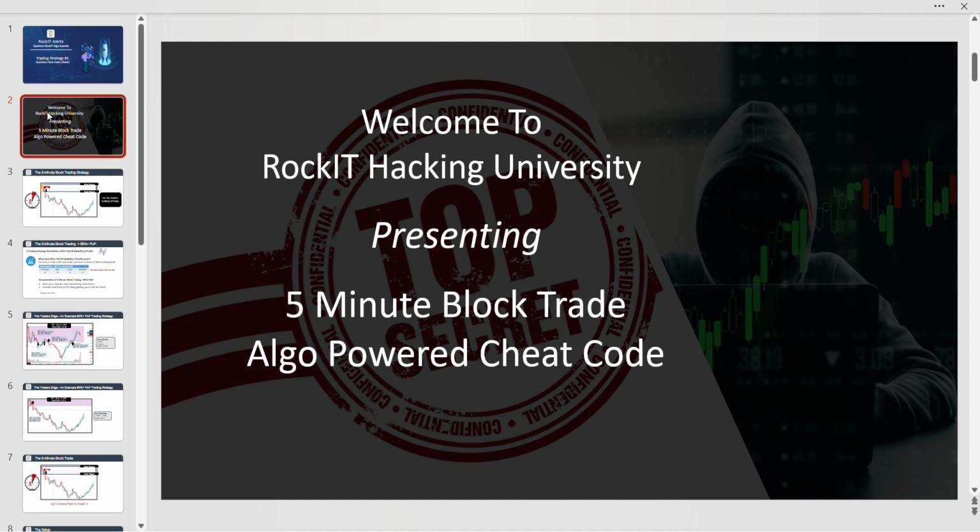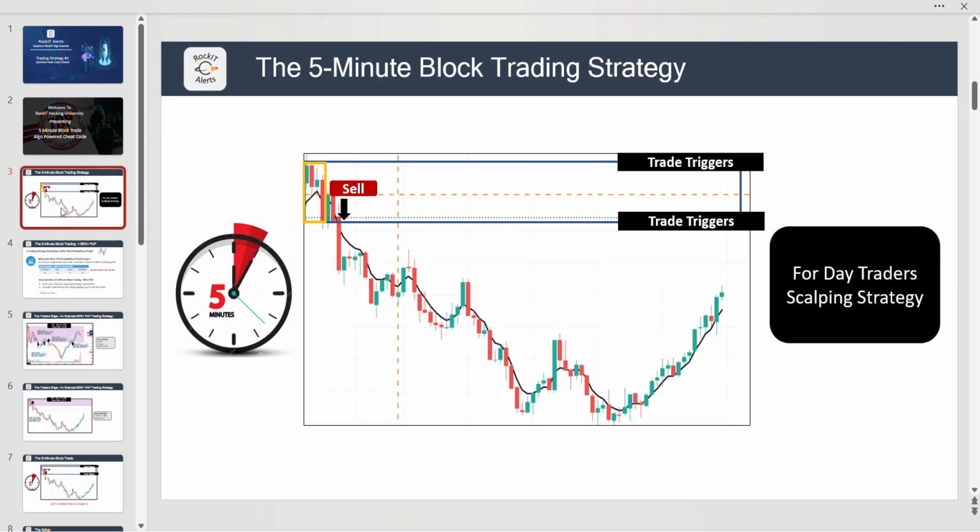So, today, RockIT Alert, which is a quantum data science company, would like to share our 95% probability of profit 5-minute block trade algo powered cheat code. It's very simple to trade, very powerful, and we'll cover exactly how to set up, show you examples of trades, and hopefully help you get started.